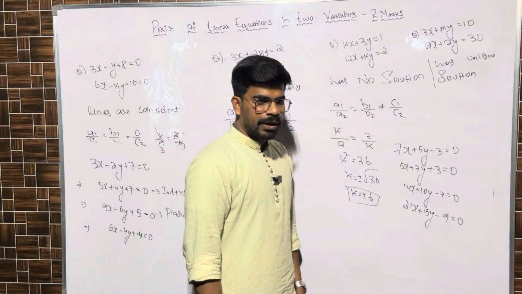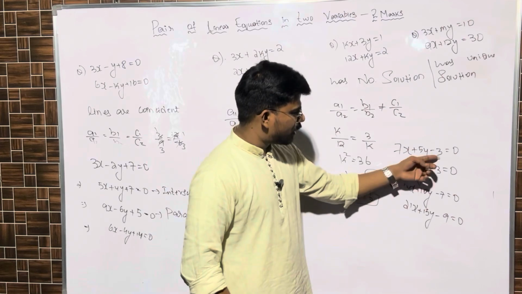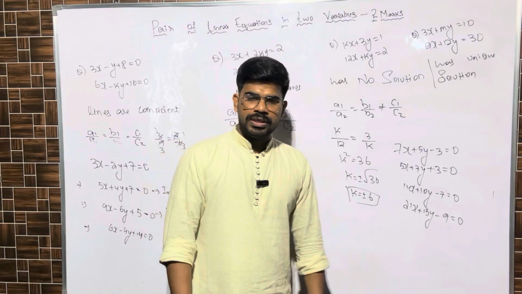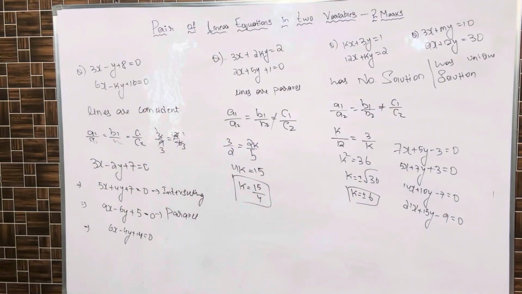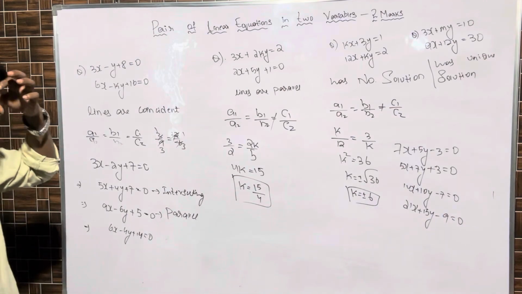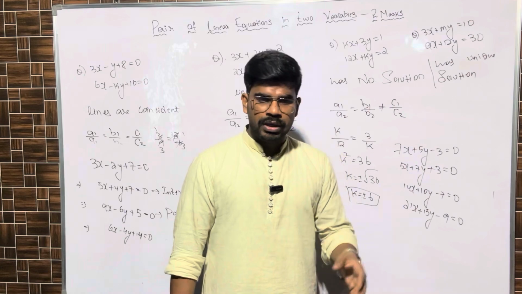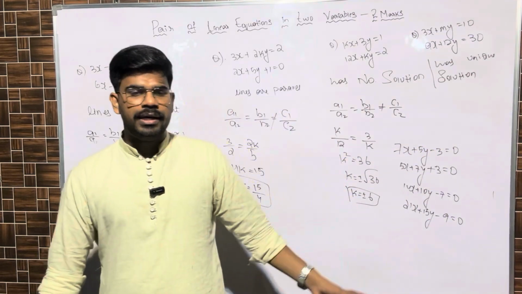A1 by A2, 7 by 21, 1 by 3. B1 by B2, 5 by 15, 1 by 3. C1 by C2, minus 3 by minus 9, 1 by 3. So these lines are coincident lines. So he'll give one of the lines and ask us to write a parallel line to that, and an intersecting line and a coincident line, or either in the bits, one of the lines will be given, which of the lines is parallel to the given line, which of the lines is intersecting the given line. You have to put the condition and check it over there.